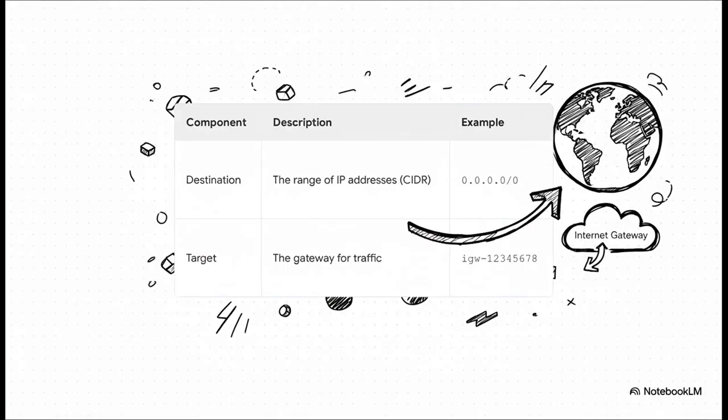And this right here, this is probably the most common, most important route you'll ever see. The destination, 0.0.0.0/0, that's just a fancy way of saying anywhere and everywhere else. Basically the internet. And the target, an internet gateway, or IGW. This one little rule is literally the on-ramp to the entire public internet for your network.